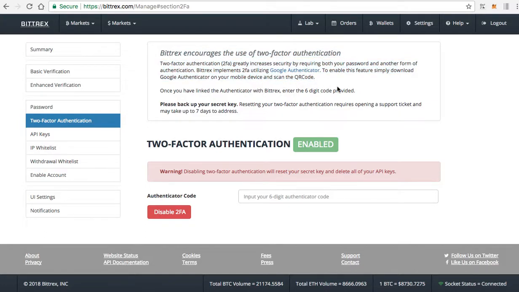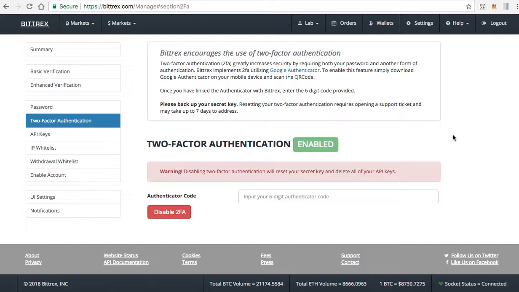You're going to use your cell phone, and you're going to go to your app store and install Google Authenticator app or Authy, whichever one you choose to use. And then a QR code is going to pop up here on the screen on your Bittrex account, and you're going to open up your Google Authenticator app, click the plus button, and then just hold your phone over your computer so that it can take a snapshot of that QR code in Google Authenticator and automatically set up your Bittrex 2FA. And then it's done.